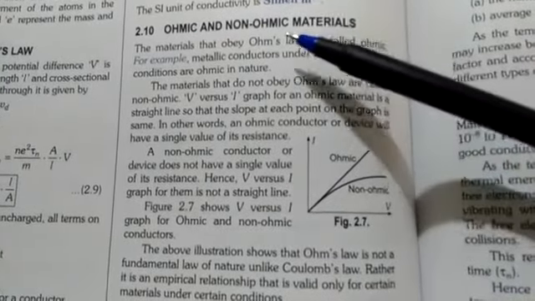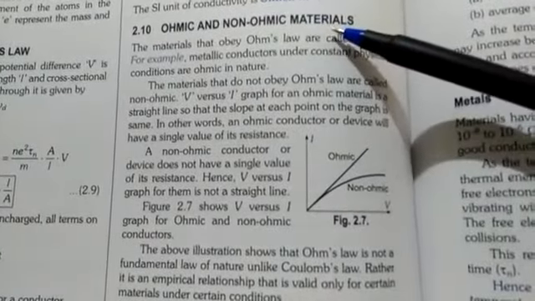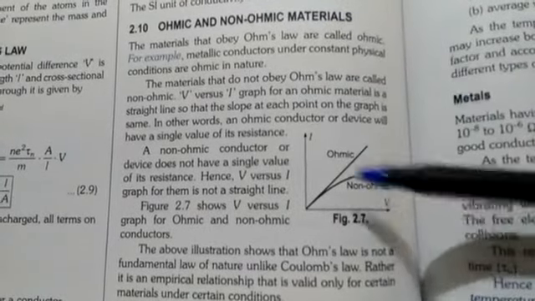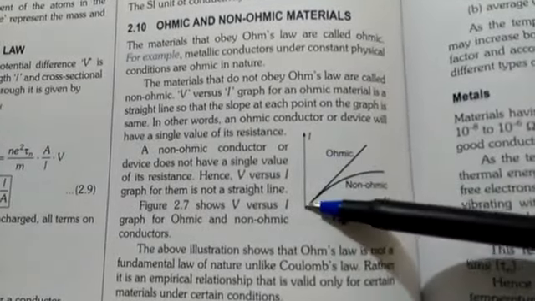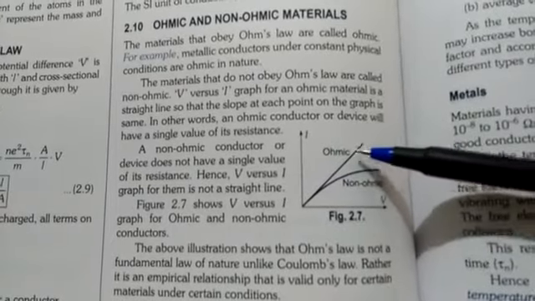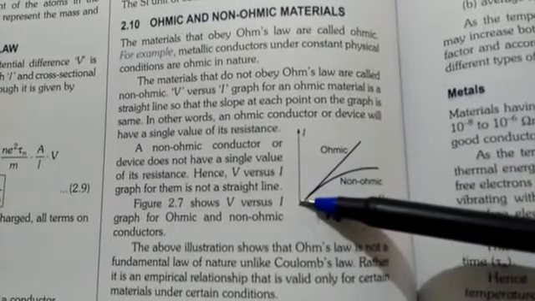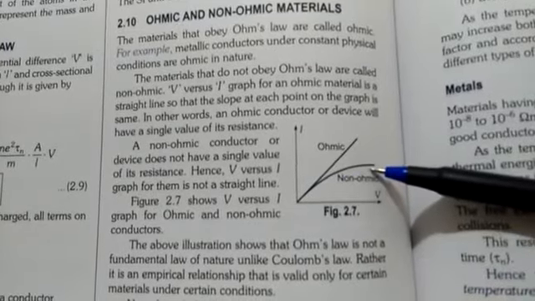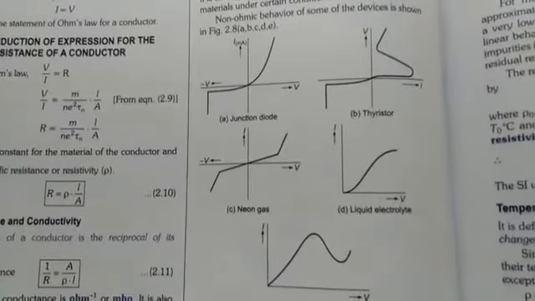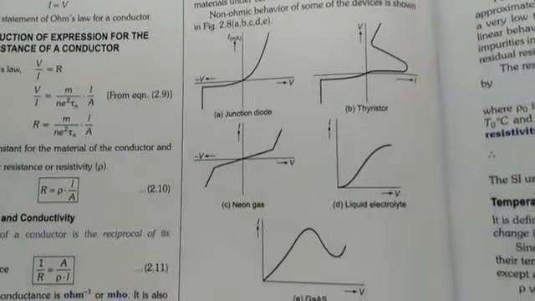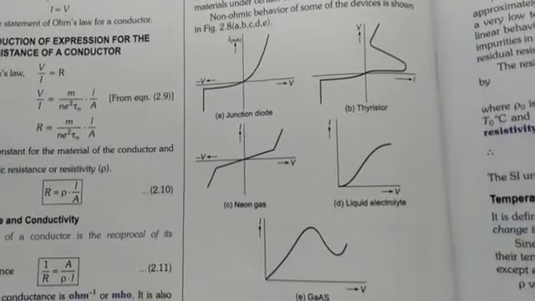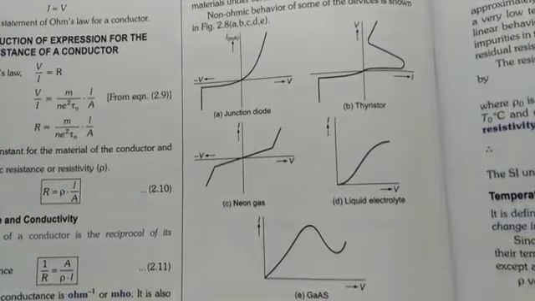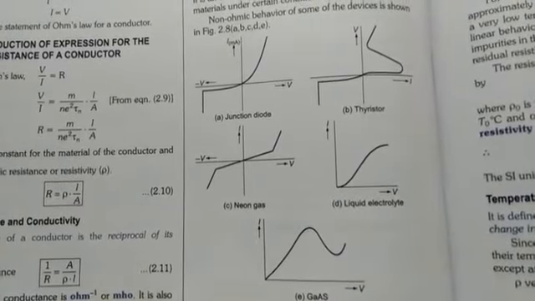So when you have to differentiate between ohmic and non-ohmic material, it is very simple. Plot a graph between voltage and current. If the graph is a straight line, the conductor is ohmic. If the graph is not a straight line but has any other shape, like this or any shape like this, that means other than a straight line, then it is a non-ohmic conductor.